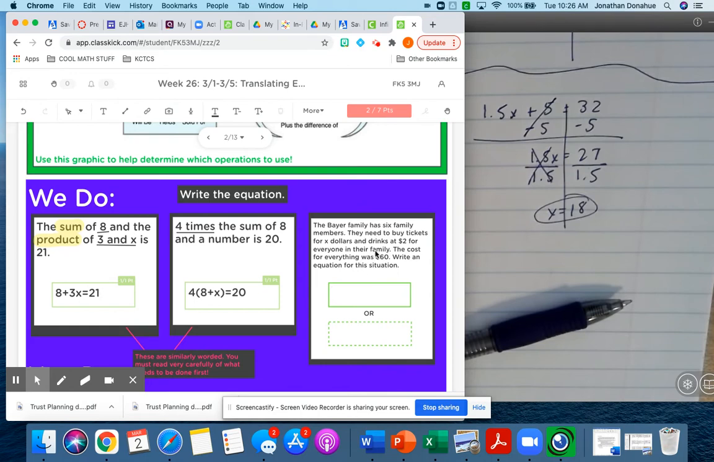So we're not trying to solve. We do not need to know what x is. That's maybe a later point we'll solve for that. But right now, we're just simply trying to write an equation that represents this problem.